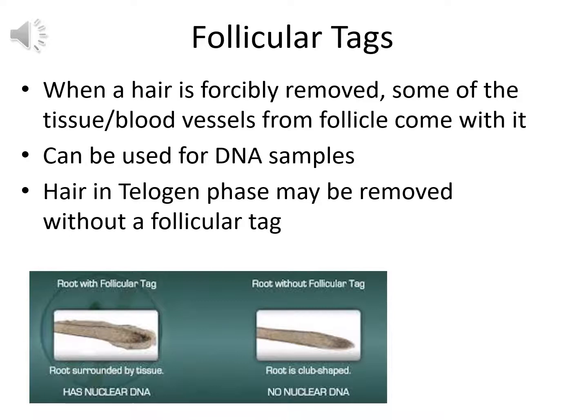The problem that we've mentioned with this is that hair in the telogen phase can be removed without a follicular tag. So we said that most hair is in that anagen phase, 80 to 90%. So it's a good likelihood if our suspect was in a violent altercation with the victim and the victim was able to pull some hair, then chances are we got a follicular tag as long as the suspect didn't clean it all up. But again, it's possible that if the hair was in telogen phase that we will not have the follicular tag and we will not be able to do the traditional nuclear DNA tests.